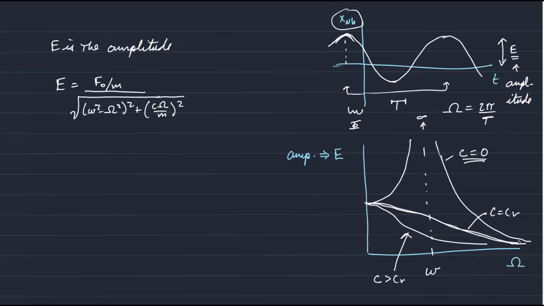And I'd also like to point out that if C is small but still non-zero, you can get solutions that have peaks in amplitude when capital omega is near lowercase omega, and it looks something like this. So the amplitude of the oscillation that's driven by the forcing function depends on how large capital omega is, and it also depends on how strong the viscous damping is to the system.